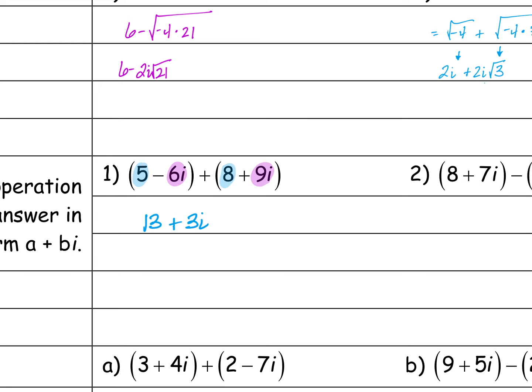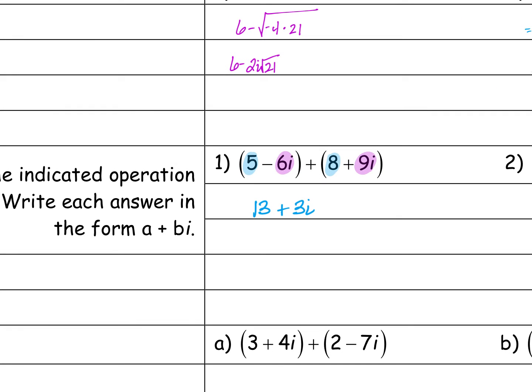Does it matter which one? Yes, because look at my directions. It says it needs to be in the form a plus bi. The i's are usually always last. I know that you think it's a variable and we want to think it's a variable. It's not. It's an imaginary number, so it has to be last. Okay?